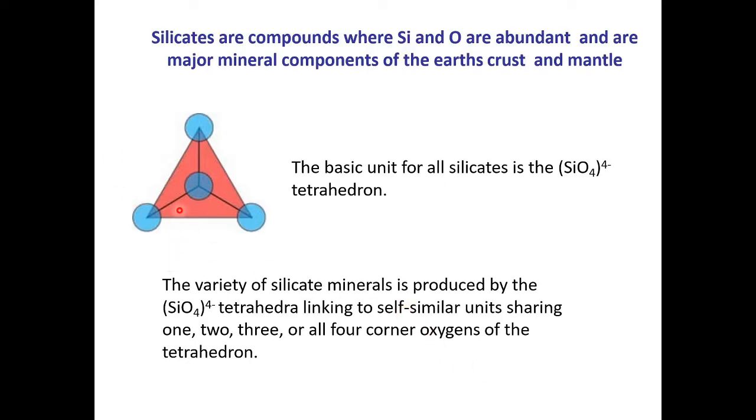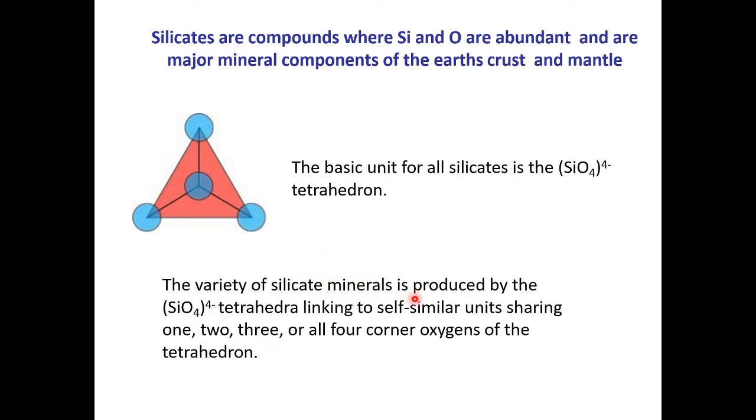So, the basic unit or building block of silicate minerals is the silicon tetrahedron. The basic unit is SiO4 4 negative, and the structural representation of the silicon tetrahedron is such that four oxygens are at the corners of the tetrahedron, and there is one silicon at the center of the tetrahedron. Because silicon and oxygen are the two major elements of the earth's crust, the resultant silicate minerals are also the most abundant within the earth's crust and mantle.